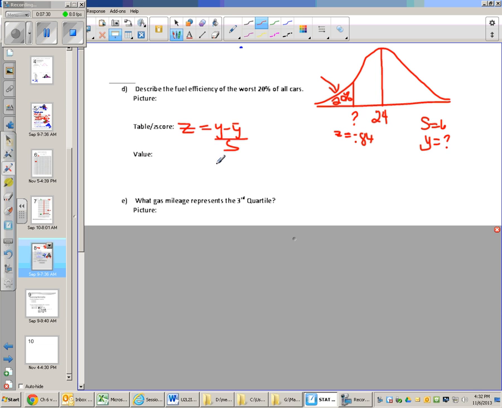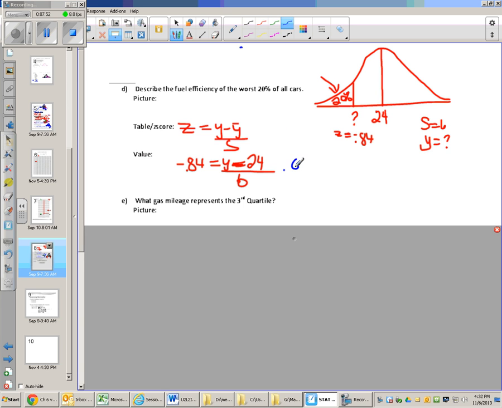All right, so now that we know that, we've just got a simple equation to fill in. Just going to do a little algebra. So negative 0.84 equals y value that we do not yet know minus the mean. Oops, that's just a minus sign. Mean of 24 divided by the standard deviation of 6. You better be able to do this algebra.